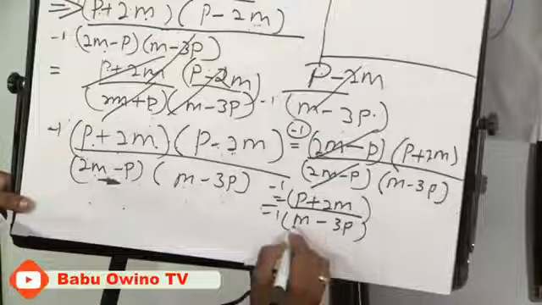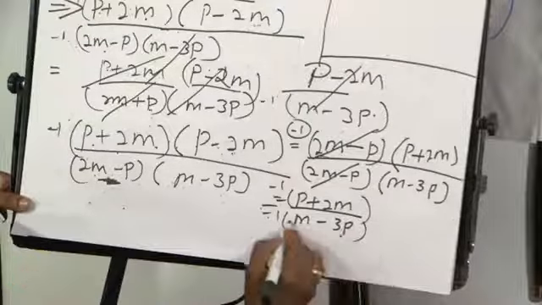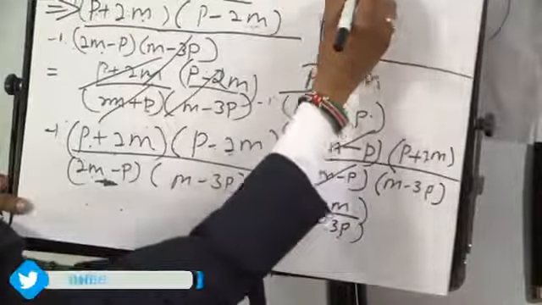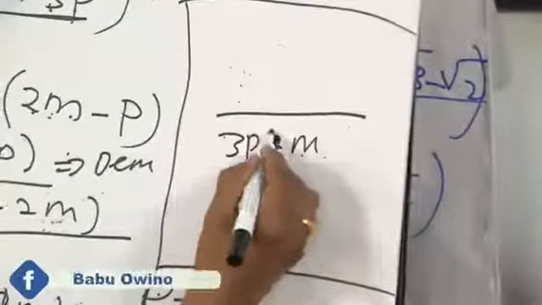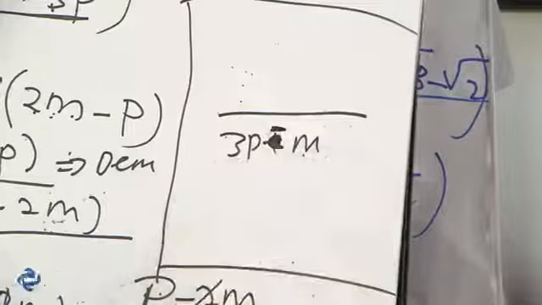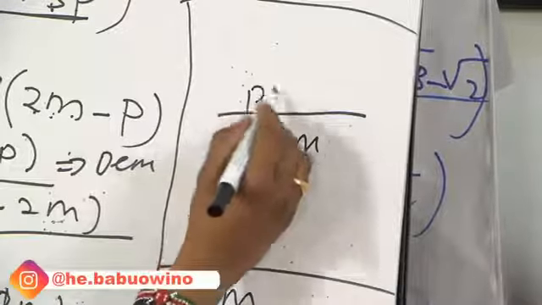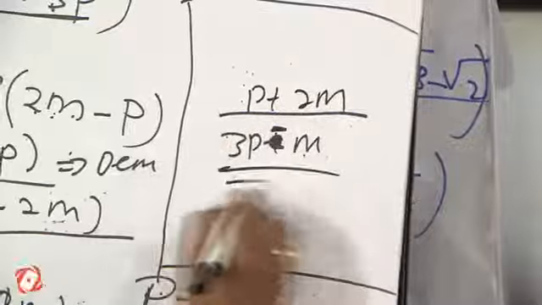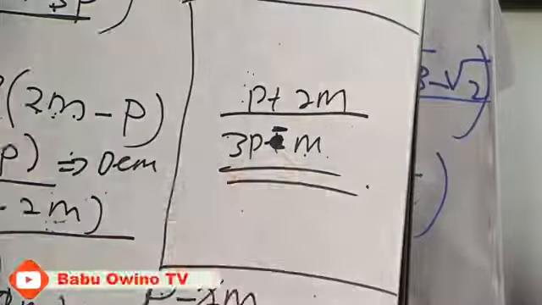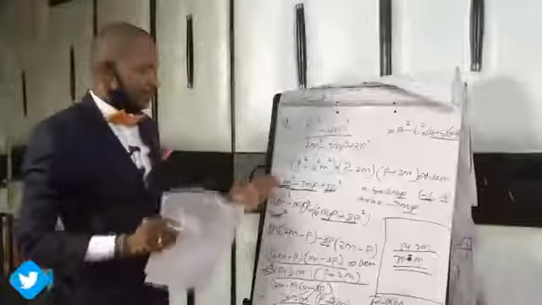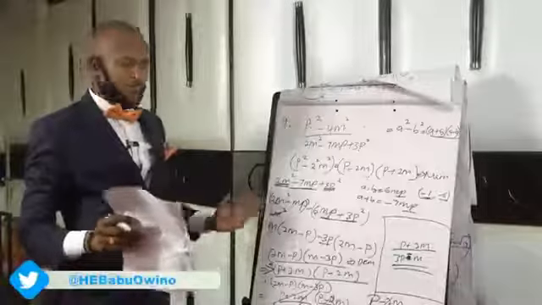When you multiply this by a negative, you get 3p. The denominator is 3p minus m, 3p minus m. Then the numerator becomes p plus 2m. You can see the way these letters are playing around. It's just a matter of the signs, how you place the signs. That is what is very important.